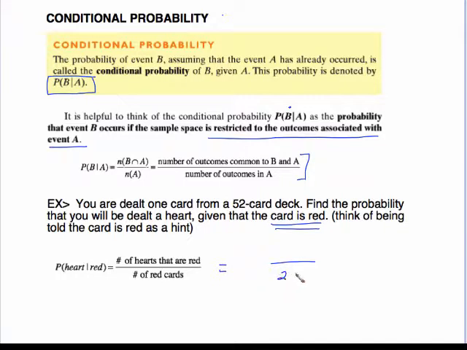I know there's 26 red cards. I have restricted my sample space to just be the reds. Then I got to go back and find out how many hearts are there. Well, there are 13 hearts. Reduce that and you get 1 over 2. That's all you have to do with conditional probability, is get your denominator based on what they gave you for A, and then go back and work the B.